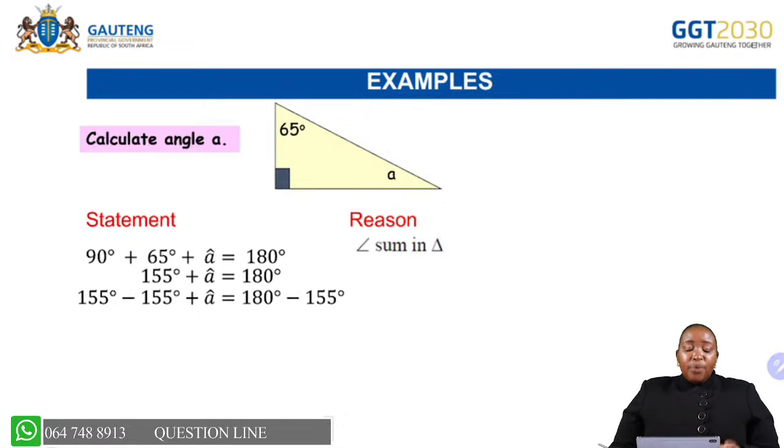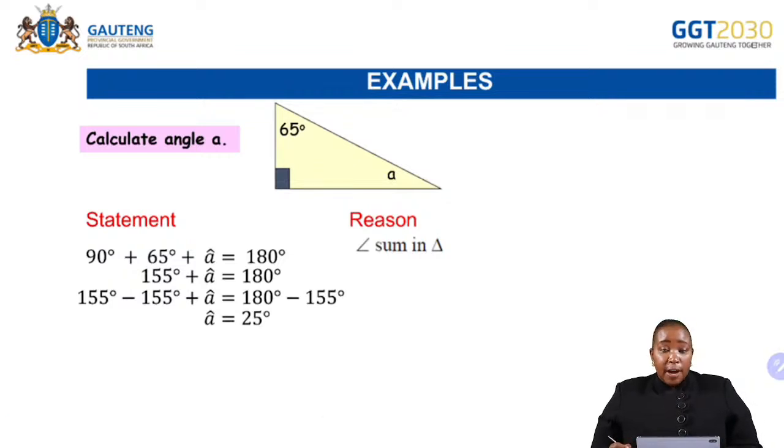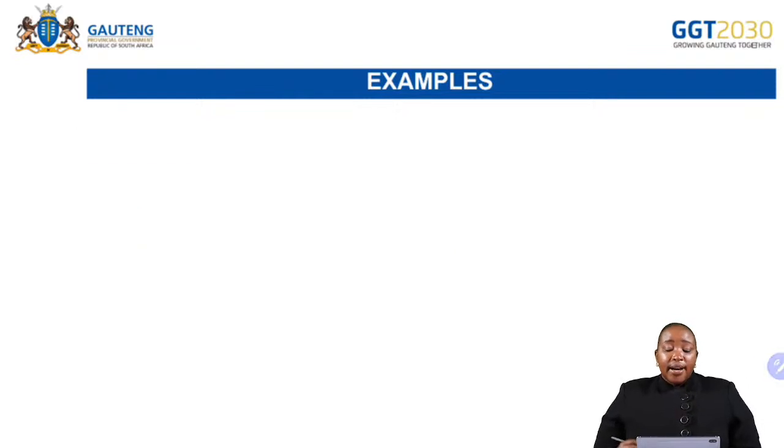Now we subtract 155 degrees from both sides. You remember your rules of equations. With that, you know 155 degrees minus 155 degrees will give you a 0. And on the left, you're just going to have angle A. On the right, angle A will be equal to 25 degrees. I trust you have this. Okay, the next one.